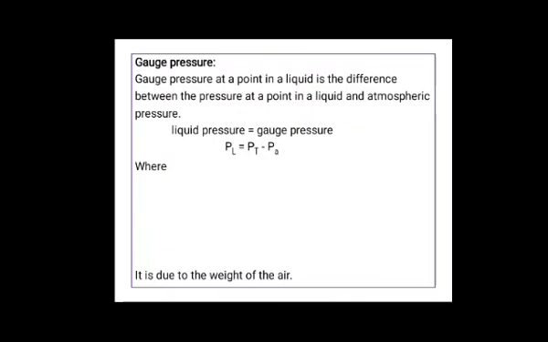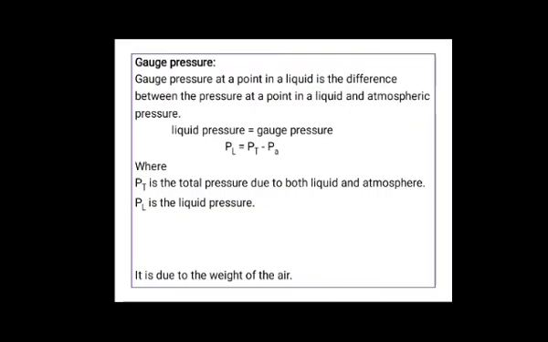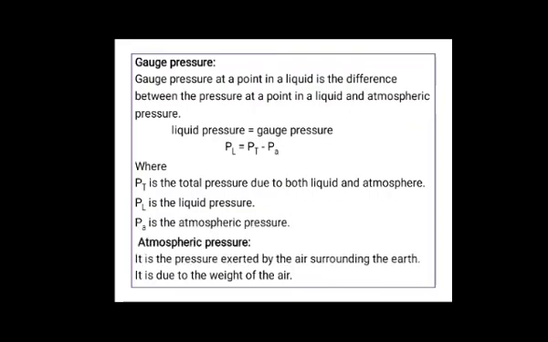Let us denote this liquid pressure as PL, which is PT minus PA, where PT is the total pressure due to both liquid and atmosphere, PL is liquid pressure, and PA is atmospheric pressure. Then what is this atmospheric pressure? It is the pressure exerted by the air surrounding the earth, and this pressure is due to the weight of the air.